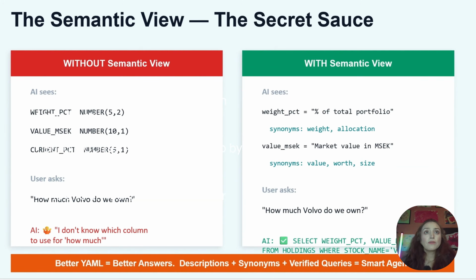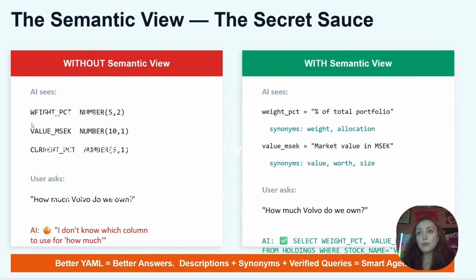So for example, if we have a table with columns weight, PCT, value, million sec, and current PCT, when a user asks questions, for example, how much Volvo do we own, the AI will not know exactly from which column to get this information. So that is why we are creating a model, and in this model we are explaining for AI that weight PCT is percentage of total portfolio, and we are even specifying synonyms like weight, allocation, and then the same thing we do for all columns.